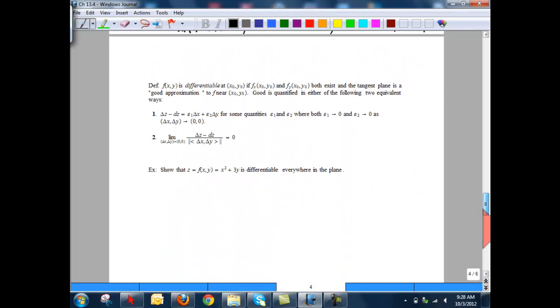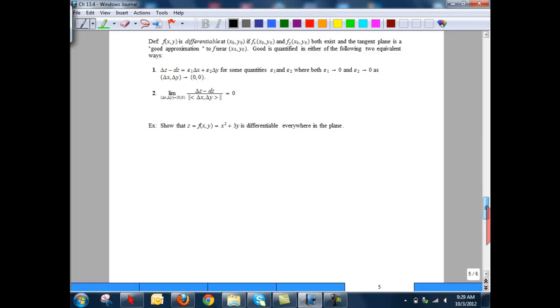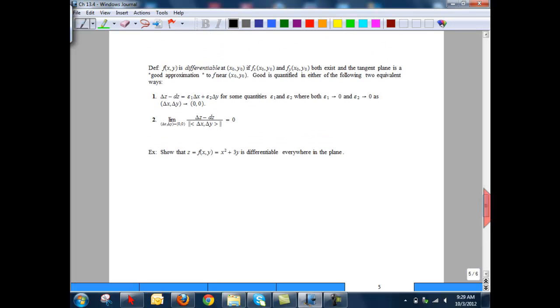So then very specifically, very technically, what does it mean for the tangent plane to be a good approximation? It means that the difference between the actual change in z and the change of the tangent approximation can be written this way as some number epsilon 1 times delta x plus epsilon 2 times delta y for some quantities epsilon 1 and epsilon 2 that both go to 0 as we approach the origin. Here's a completely equivalent way of saying the same thing, that this particular limit equals 0. Let's do an example using both. You actually only need to use one of these two checks. They are the same check.